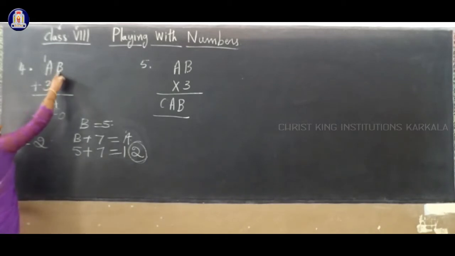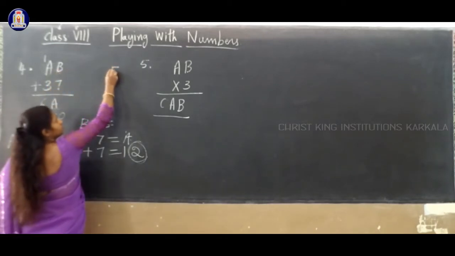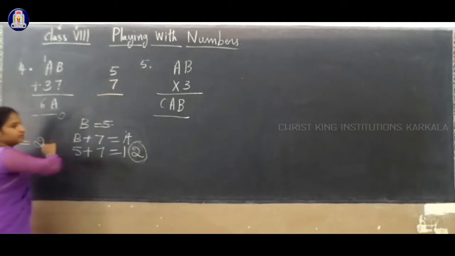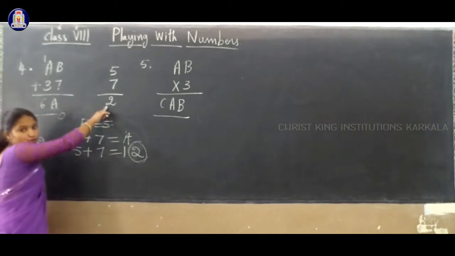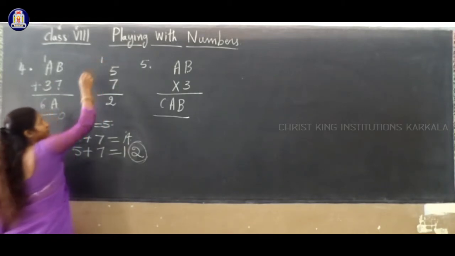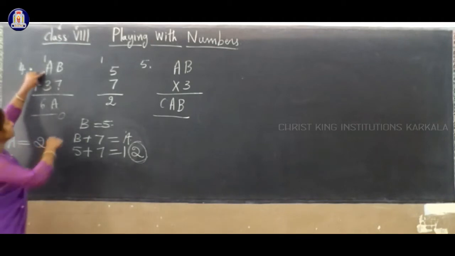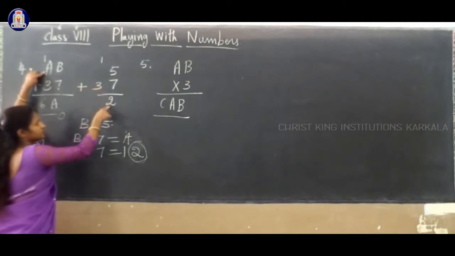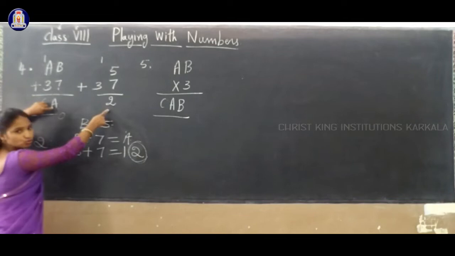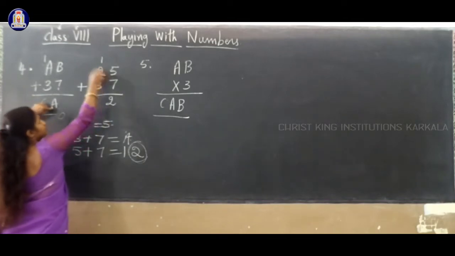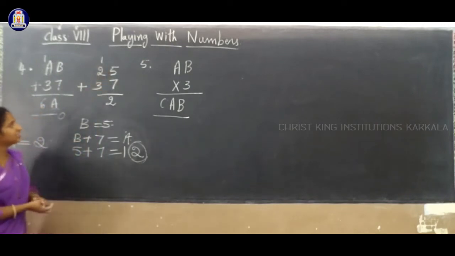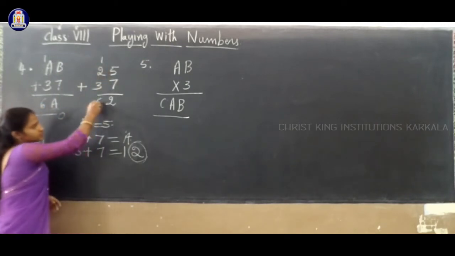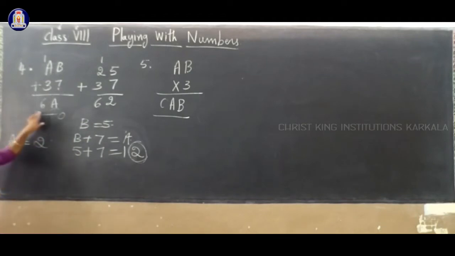So I proceed. If you write B is 5, 5 plus 7 we get 12. So A value we got 2. 12 means remaining 1 we will add in the next step. Here it is 3. What is value of A? We got A is 2. So same value should be written in place of A, right? A is 2, 1 plus 2, 3. 3 plus 3 means you get 6.